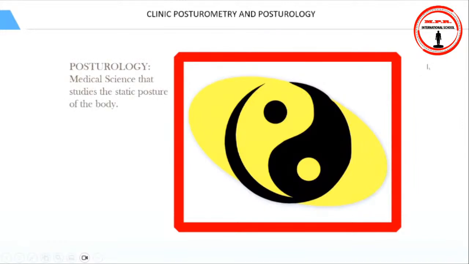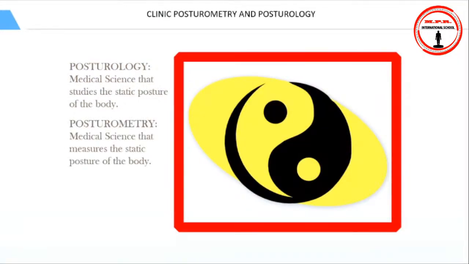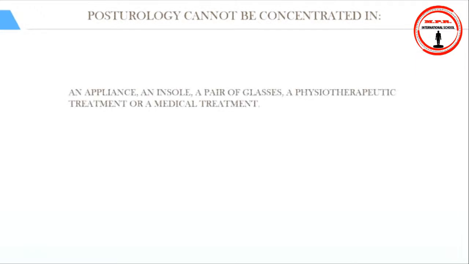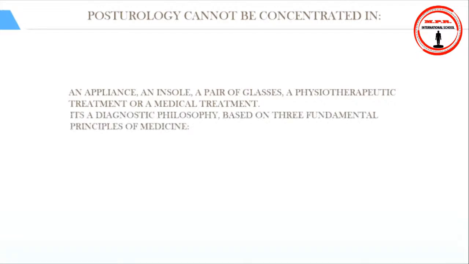Posturology is a medical science that studies the static posture of the body. And posturometry is a medical science that measures the static posture of the body. We cannot be concentrated when we do posturology only on insoles, glasses, physiotherapeutic treatment, or medical treatment. No. Posturology is a diagnosis based on three fundamentals of medicine: anatomy, physiology, and physiopathology. This is the base of medicine.